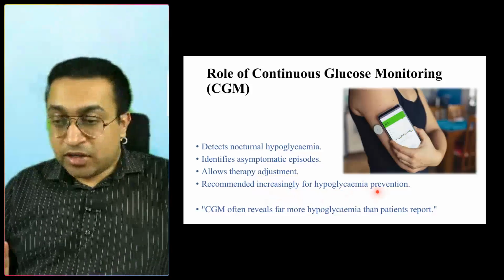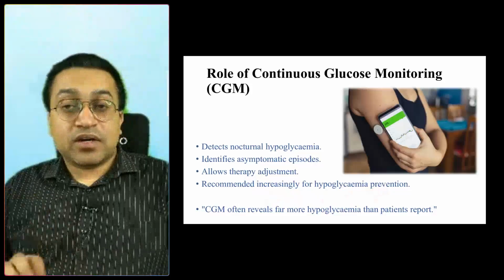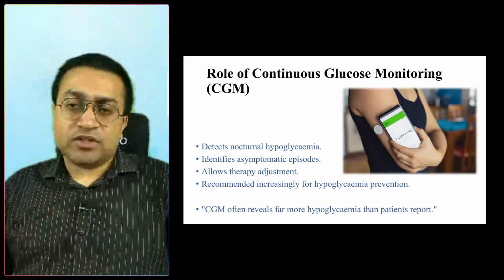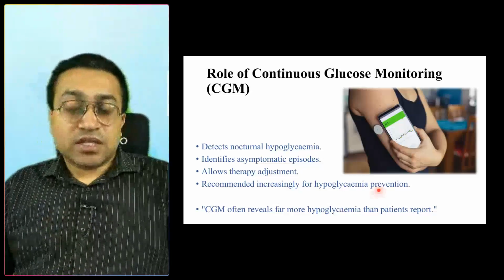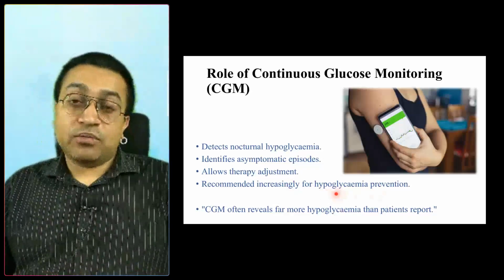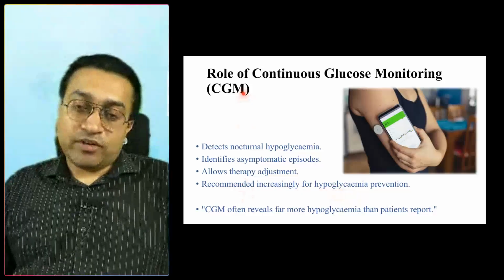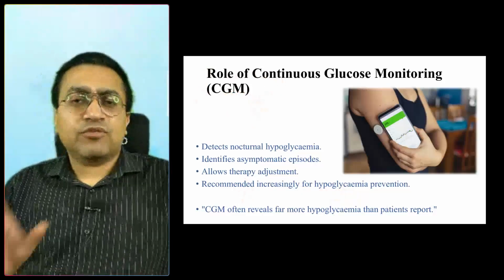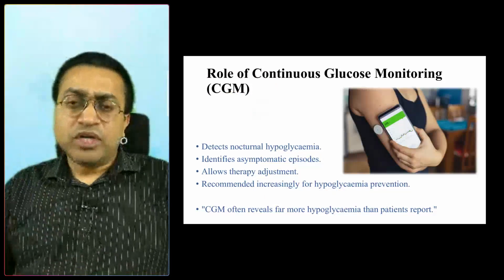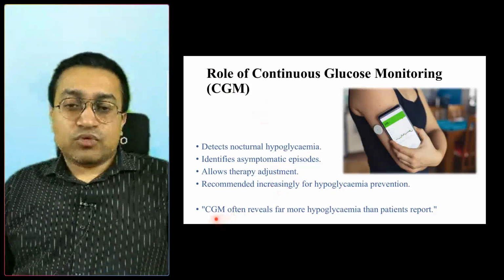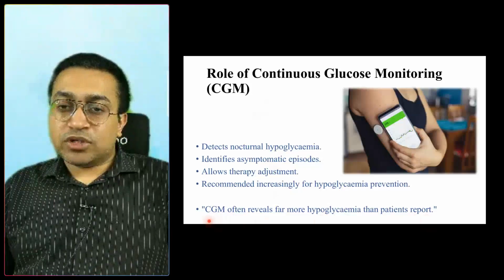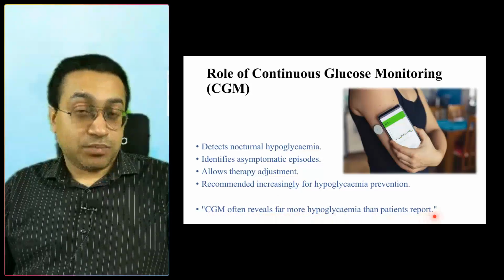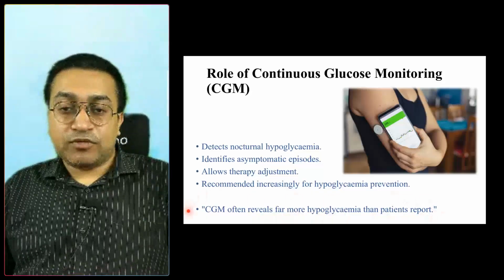When you are seeing a patient who has recurrent multiple episodes of hypoglycemia, even on taking the treatment and doing everything, still experiencing hypoglycemia multiple times, then you will definitely recommend him to take a CGM. If he is not able to purchase, advise him for a few days, maybe one week or so, so that you can monitor very easily. One line clinical pearl for all my fellow doctors here: CGM often reveals far more hypoglycemia than patients report.